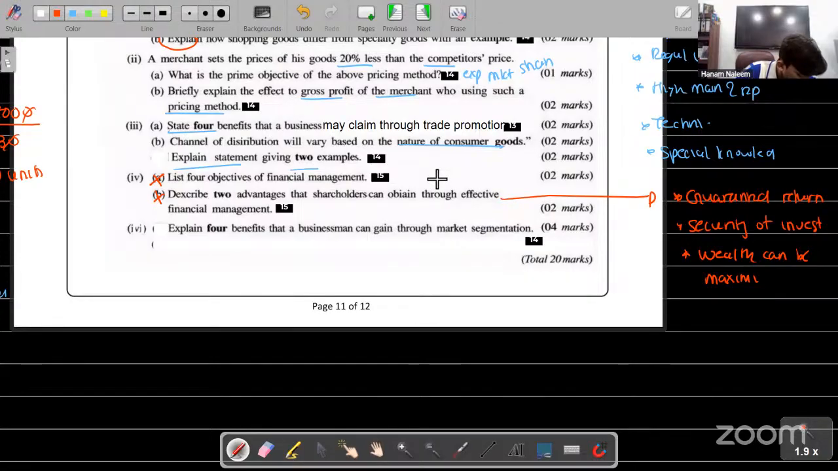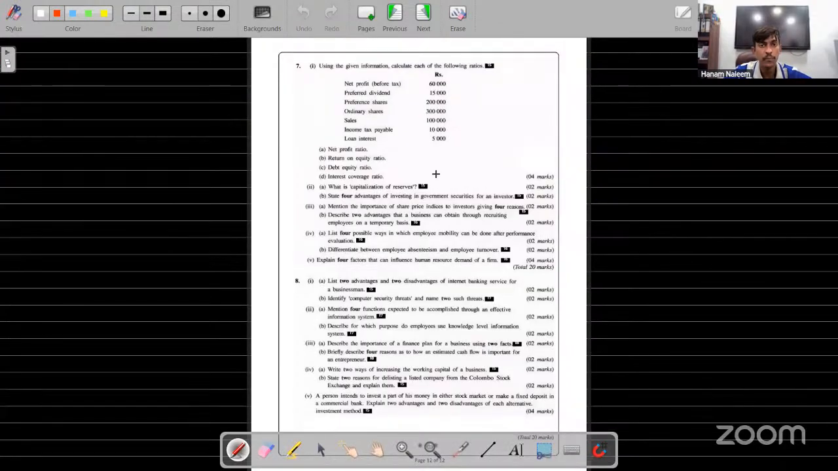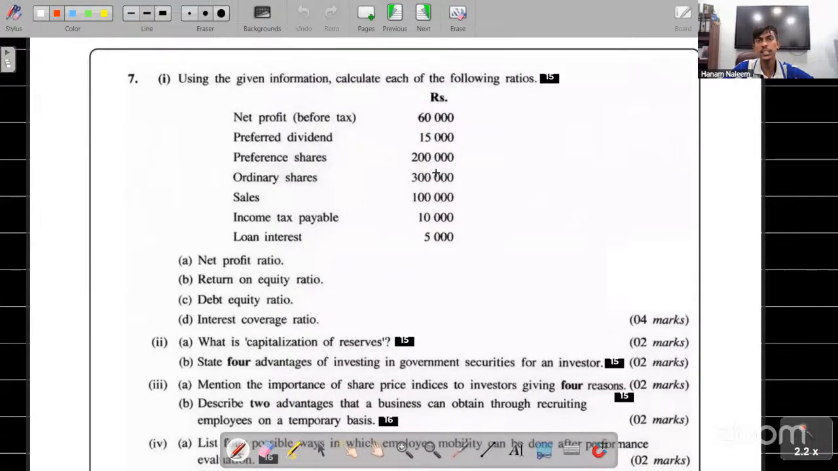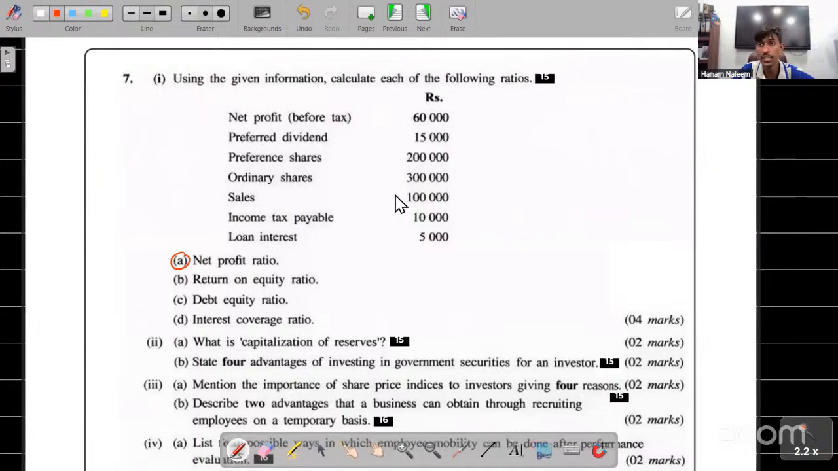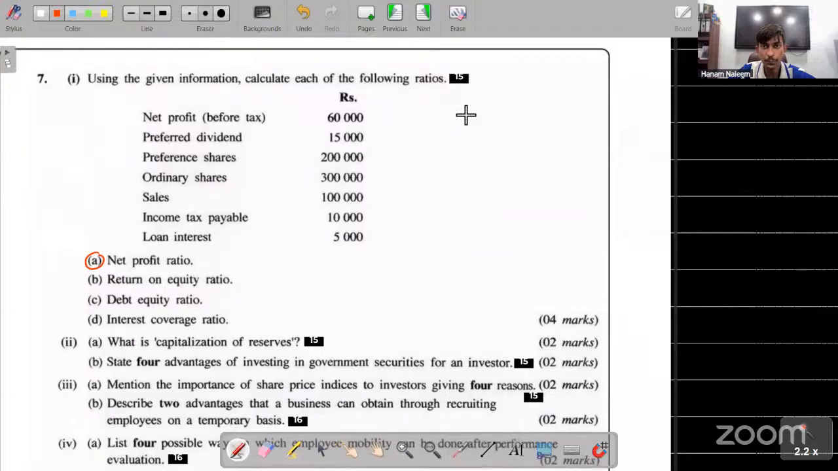Then 6-4, after that 7-1. Good question, ratios. Using the given information, calculate each of the following ratios. What's the first ratio? Net profit ratio. Whenever they ask a ratio question, it's better to write the formula and go ahead with the answer. Net profit ratio: in business studies we take profit before tax, not after tax, divided by sales. Profit before tax is 60,000. Sales is 100,000. If you multiply by 100, you'll get 60%. So net profit ratio is 60%.